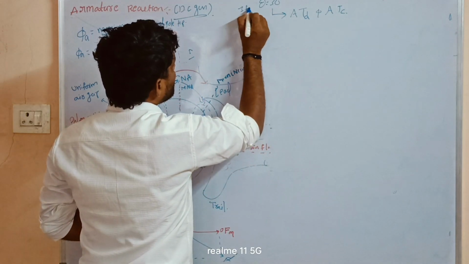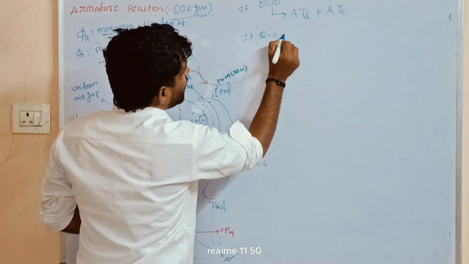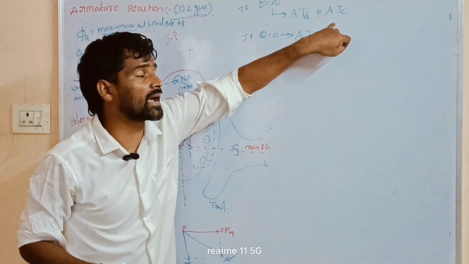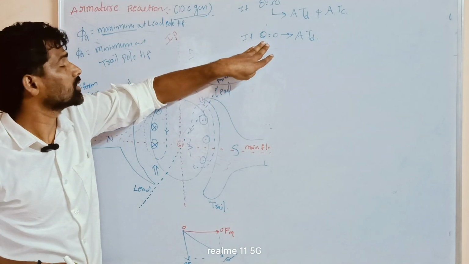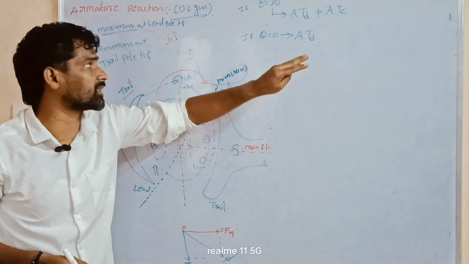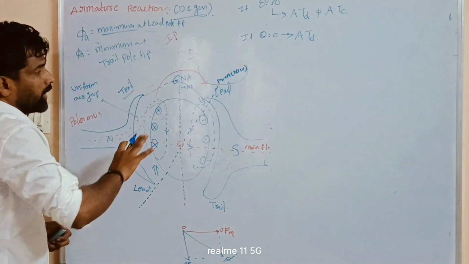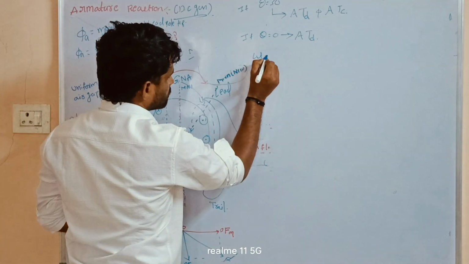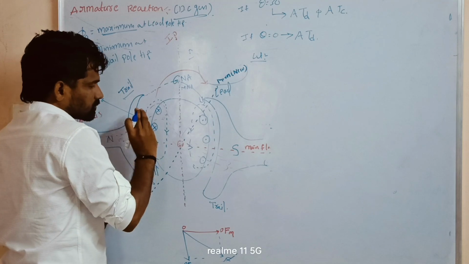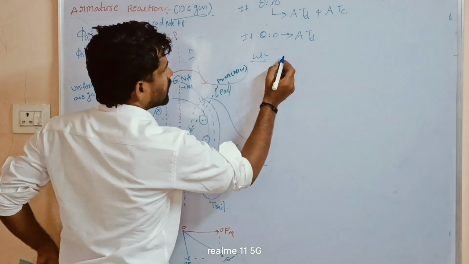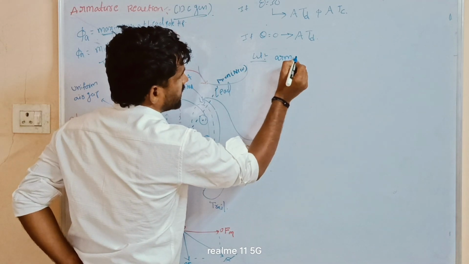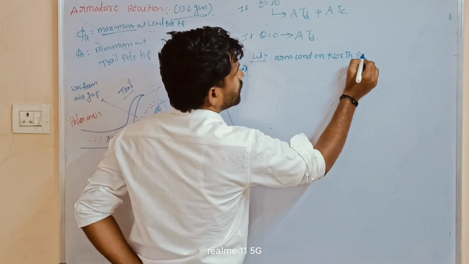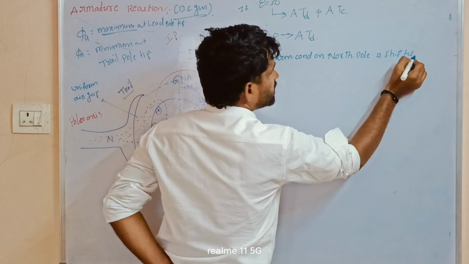If theta is 0, in the steady state position, only one effect occurs, that is the demagnetization effect only. When it rotates by some angle, two effects occur. Now it is shifted in some direction. Consider the main field winding poles: armature conductors on the north pole are shifted to the south pole.